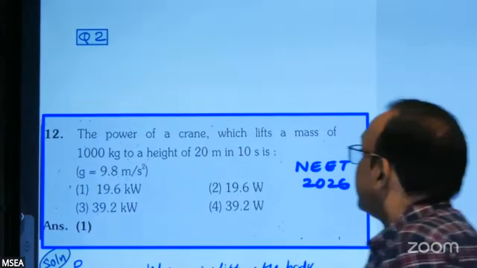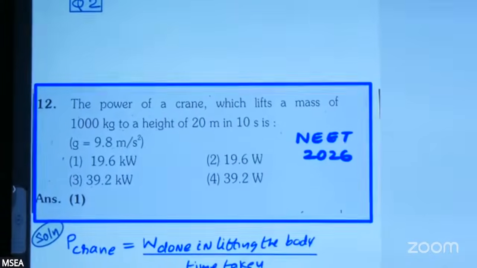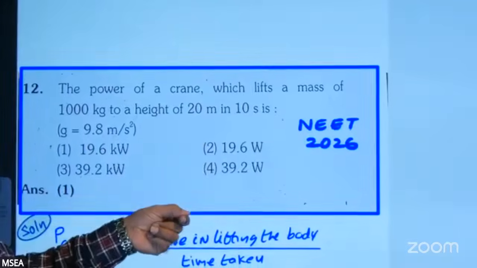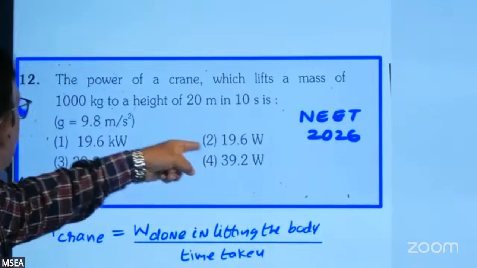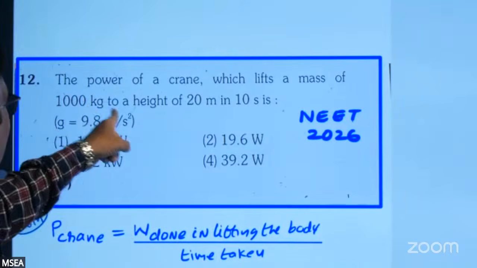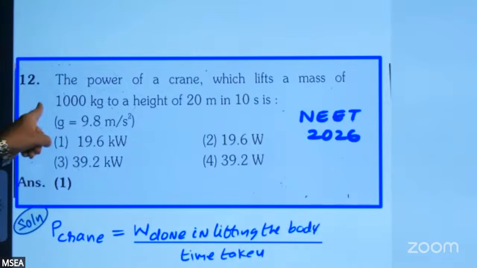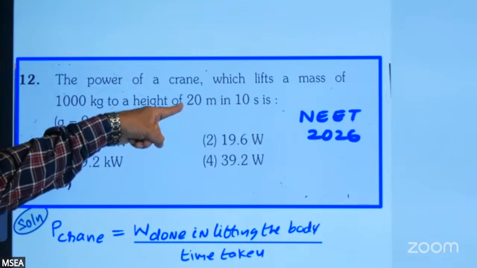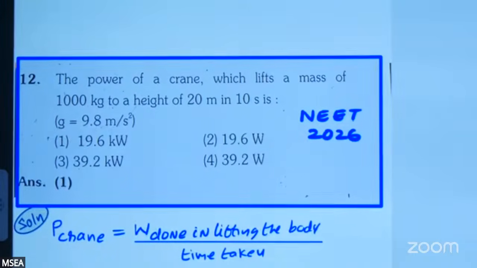The next thing. You see, the other question that has come in the recently concluded NEET, which unfortunately got abandoned. The power of a crane which lifts a mass of 1000 kilogram to a height of 20 meters in 10 seconds is dash. g is given as the regular value 9.8.